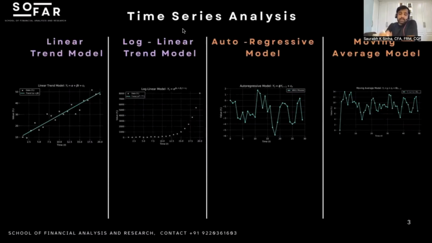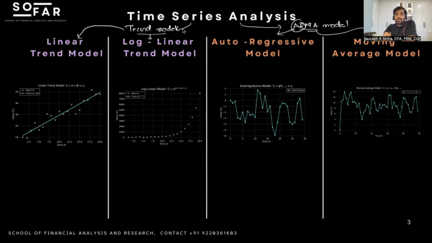So as I stated, in time series analysis there are two sets of models that we have to understand. The first is the trend model. In the trend model, we have two models: one is the linear trend model, another is the log linear trend model. Then another set of models that we have to understand is the ARMA model. AR stands for autoregressive, MA stands for moving average model. Okay.